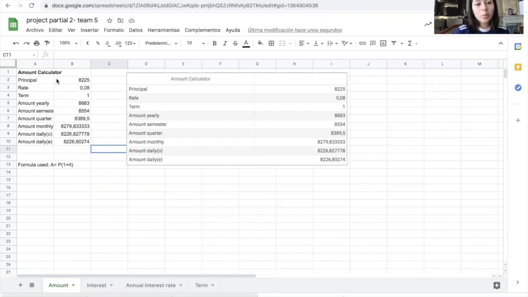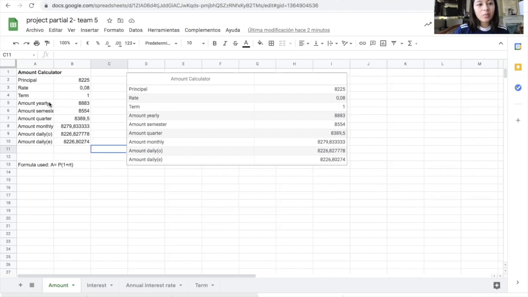And here we can see an example. We have that our principal is 8,225, our rate is 0.08, but this is also written as 8%, but we have to change it to decimal form in order to solve for the amount. And then we have the term, which is 1, because we are taking into account that we are solving on a yearly basis.